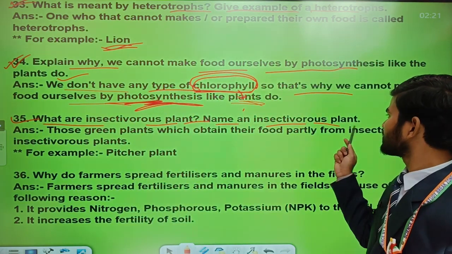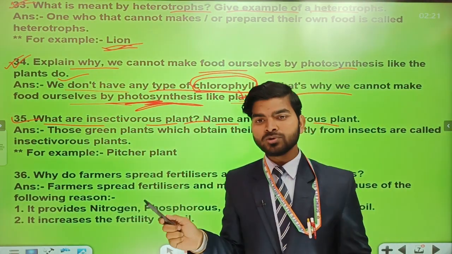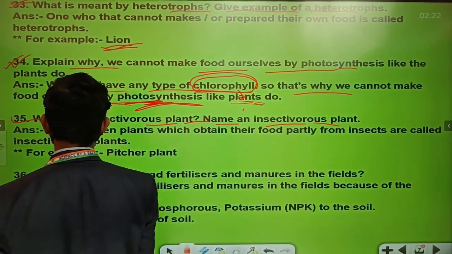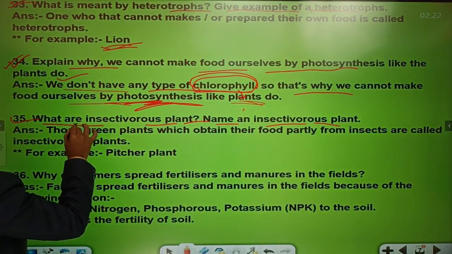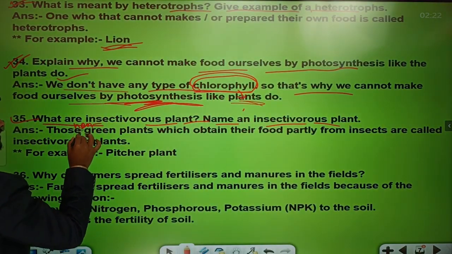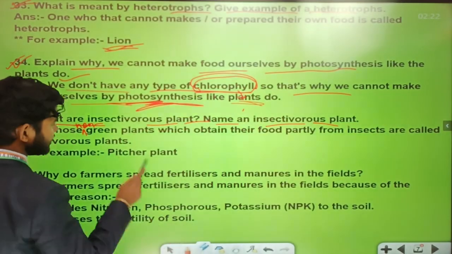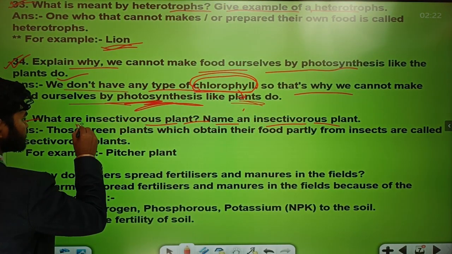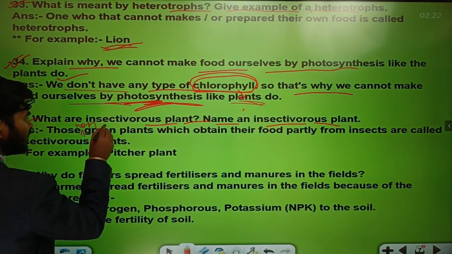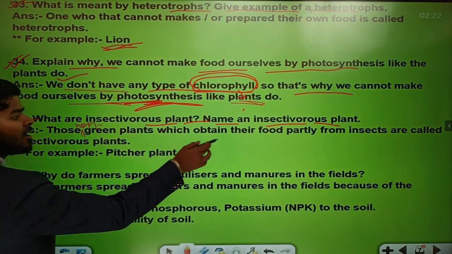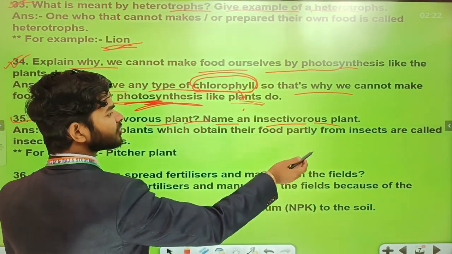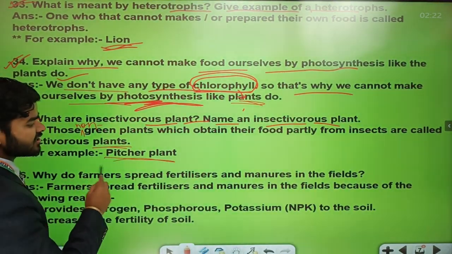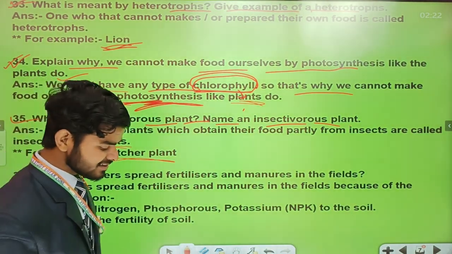Name an insectivorous plant. I have told you about those non-green plants. Actually, here it should be written "non-green plants". There are some missing lines. You must write here: non-green plants which obtain their food partly from insects are called insectivorous plants. Example, pitcher plant.